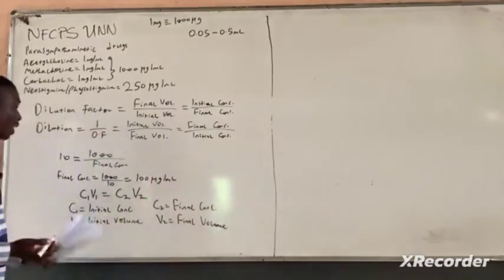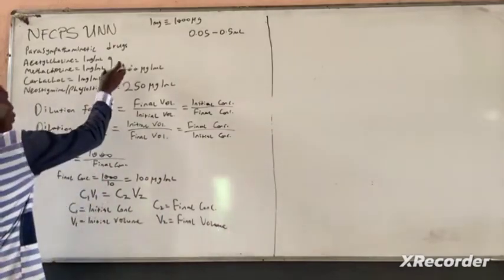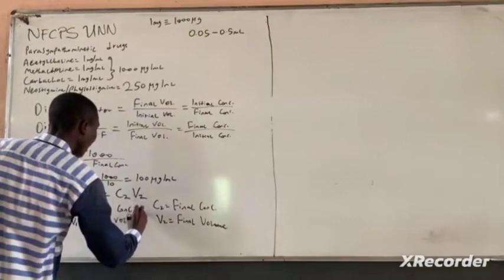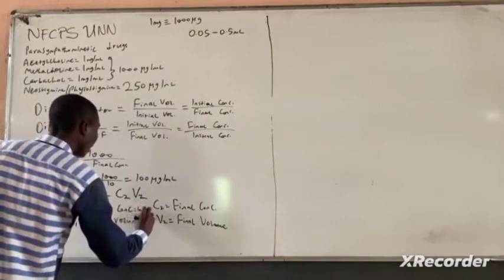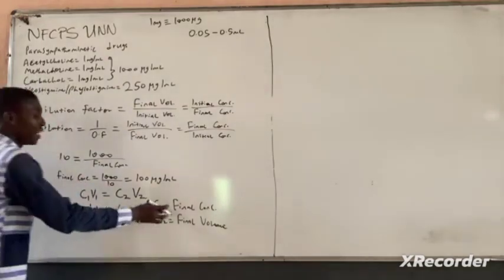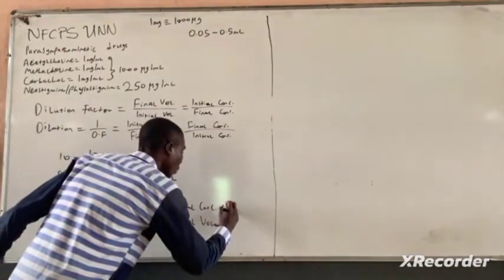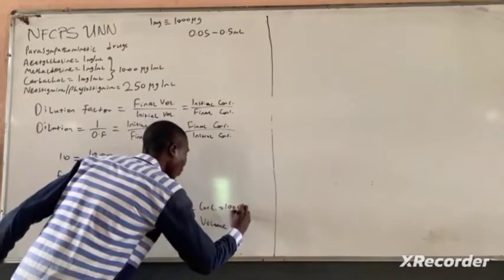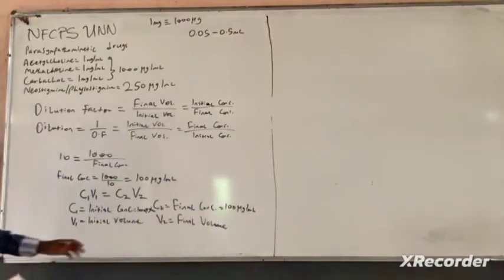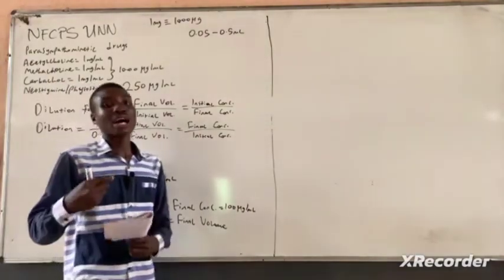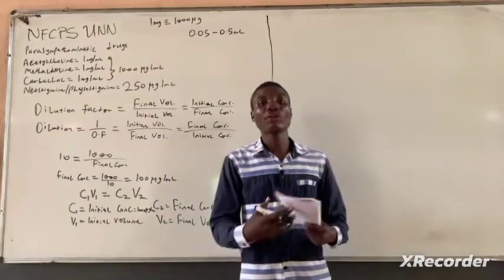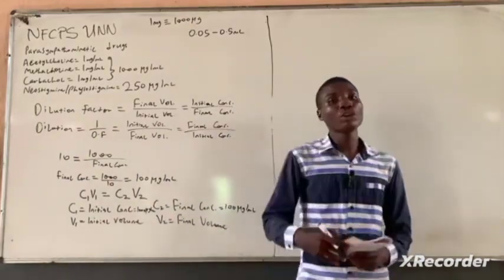So the initial concentration from what we are given for this particular concentration is 1000 microgram per mil, and from your calculation you know that the final concentration is going to be 100 microgram per mil. Now what is left is the initial volume and the final volume. In your normal practicals, you are usually allowed to select what your initial volume is going to be and what your final volume is going to be.